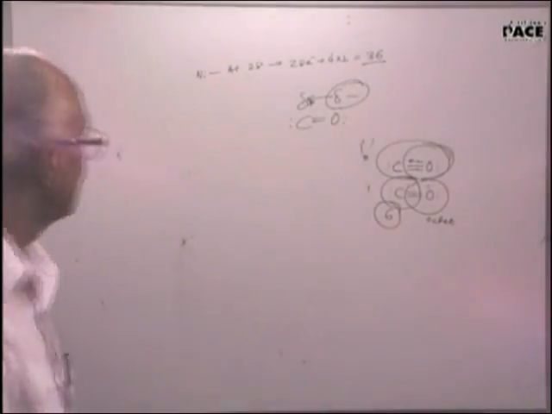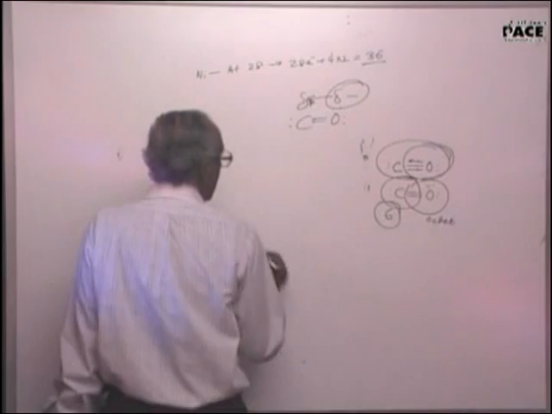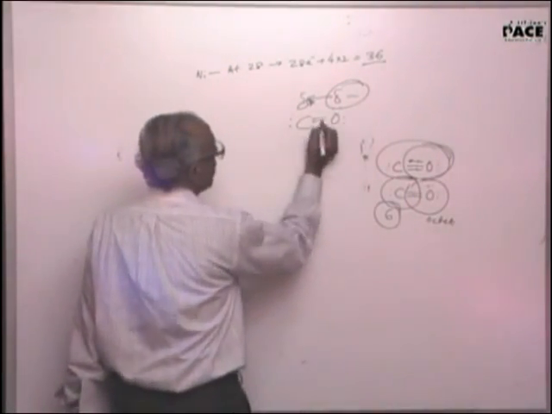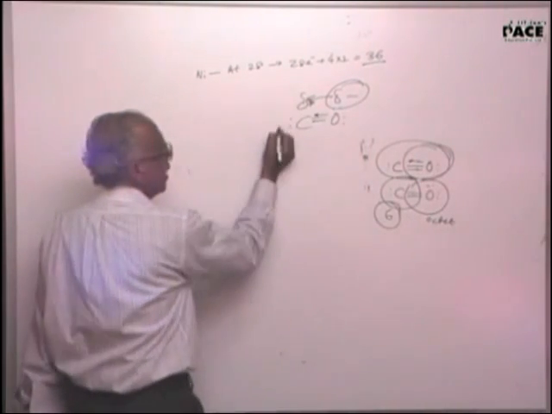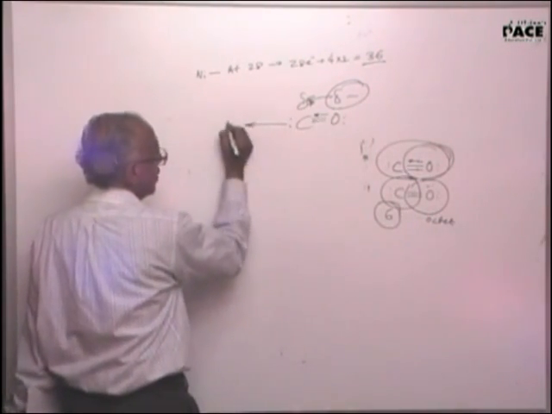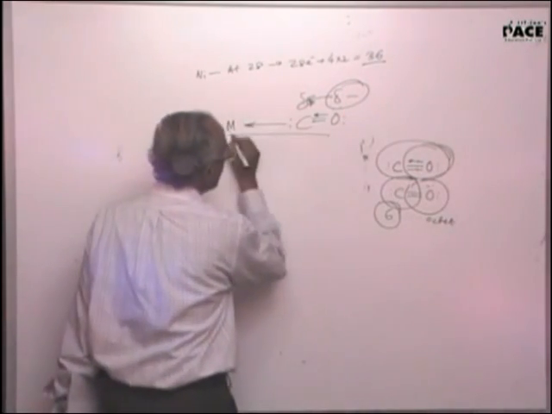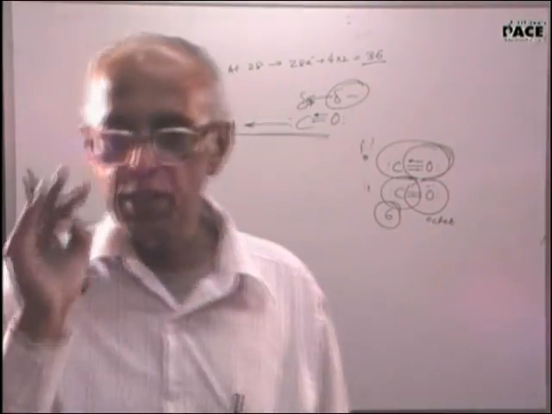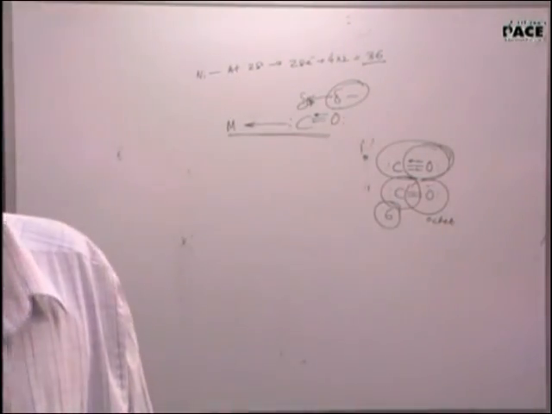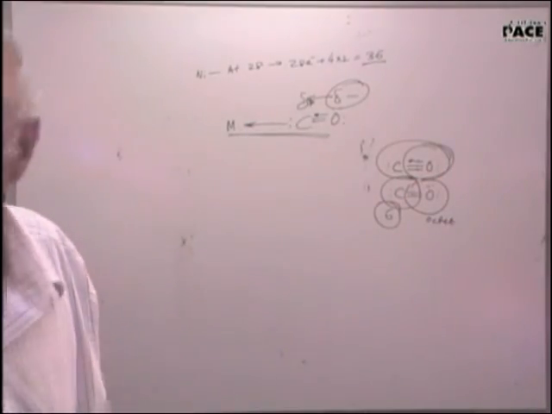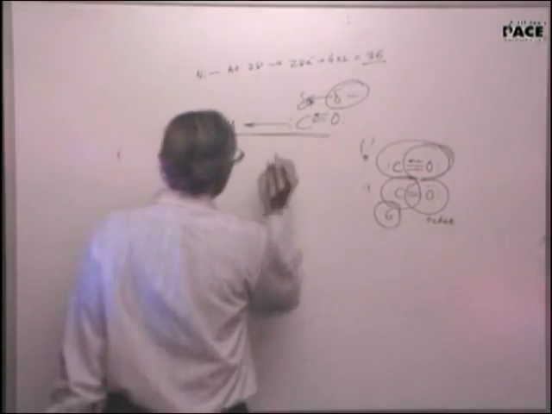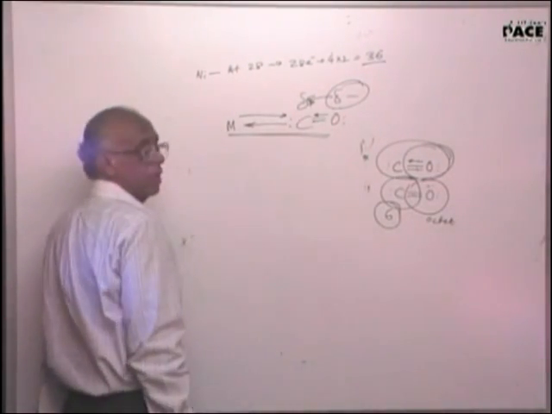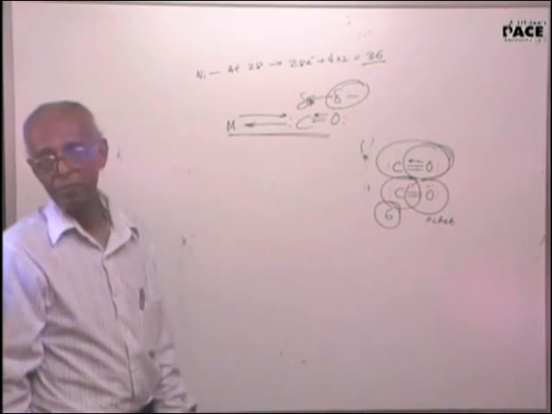Okay. Now, when carbon monoxide is attaching to a metal, it forms a coordinate bond to the metal. The lone pair on the carbon is donating to the metal to form a coordinate bond. And the carbon monoxide accepts the electron from the metal to carbon monoxide.